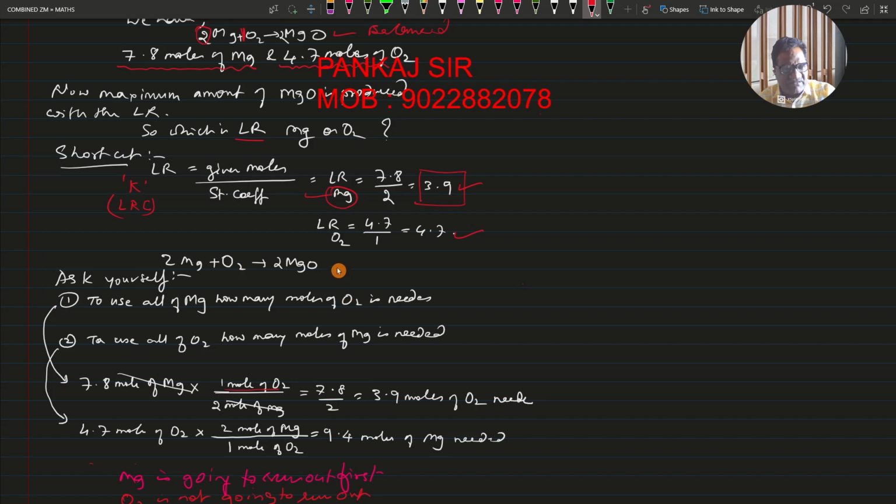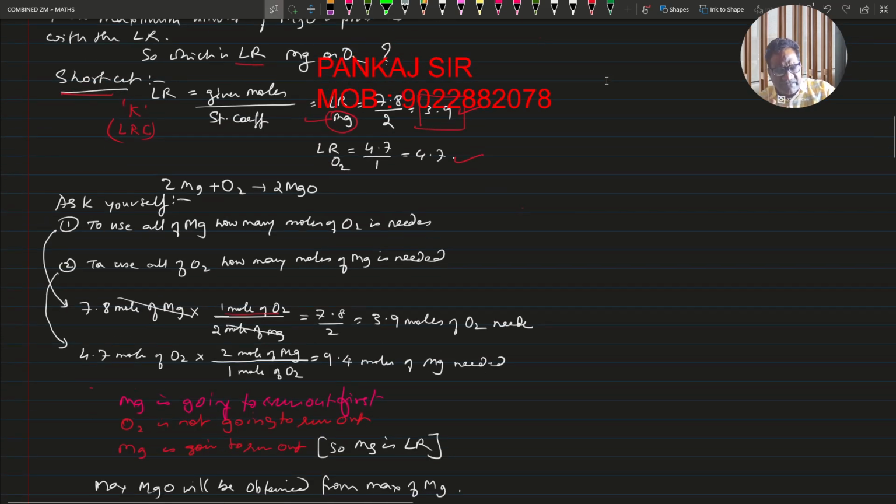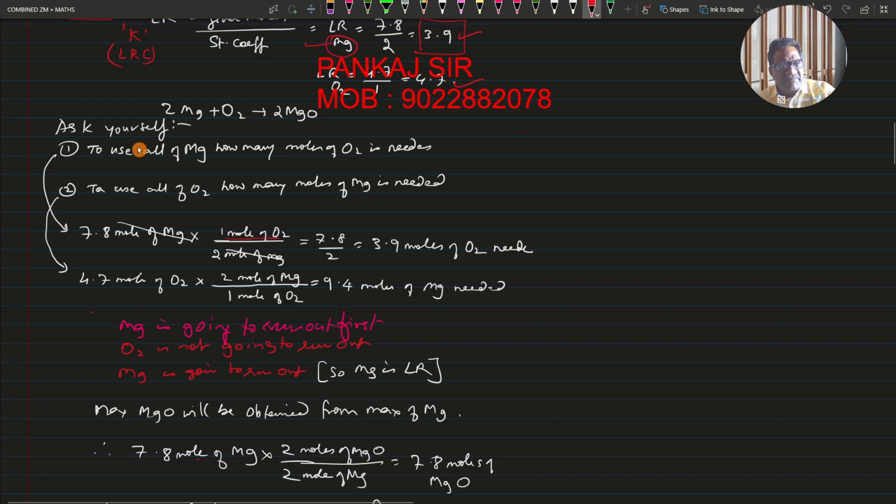Now this was the shortcut method. Now I want to explain to you the actual meaning of it. Now what is happening, to find out which is a limiting reactant.